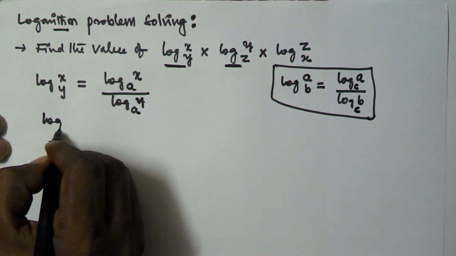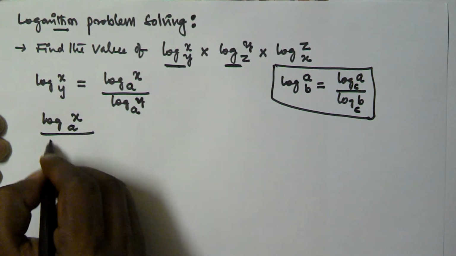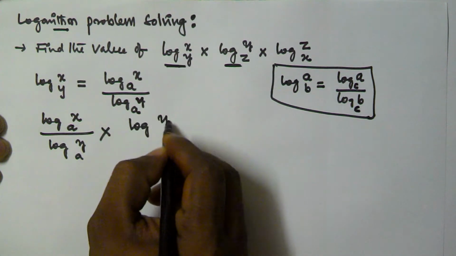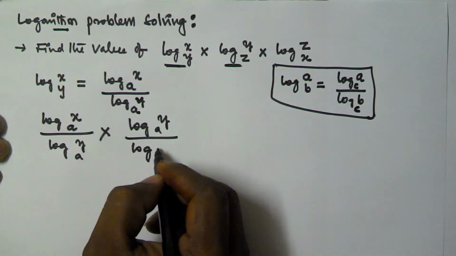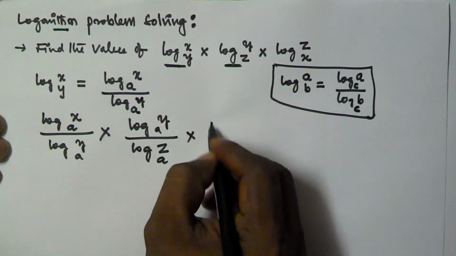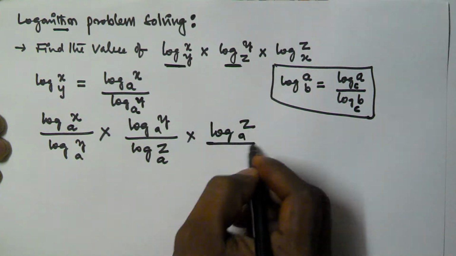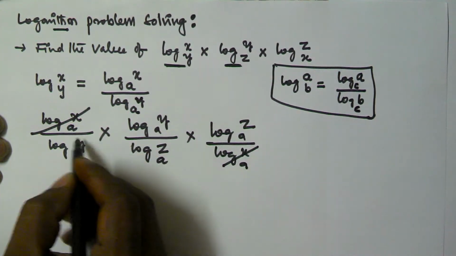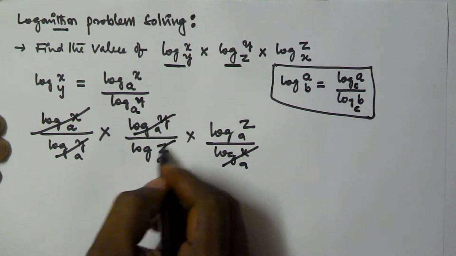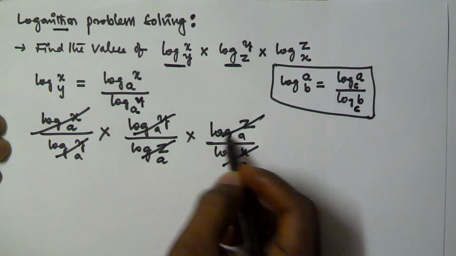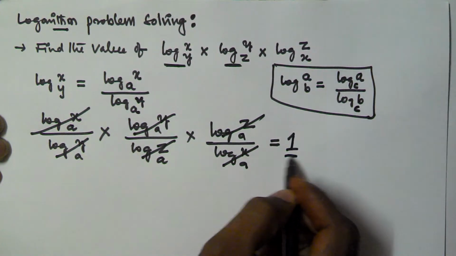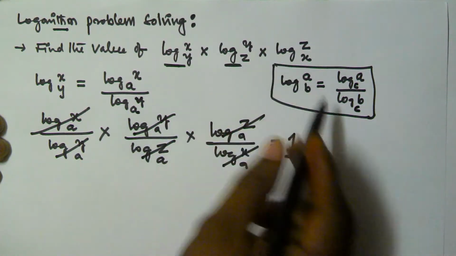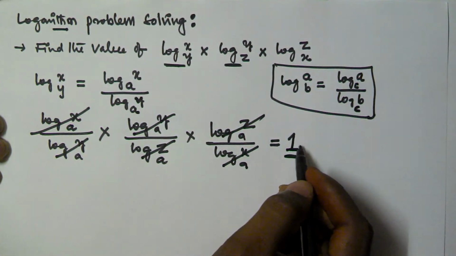Then the given value is going to be log x base a by log y base a into log y base a by log z base a into log z base a by log x base a. So log x base a is cancelled, log y base a is cancelled, log z base a is cancelled. So this is going to be equal to 1. So the value of log x base y, log y base z, log z base x is going to be 1.